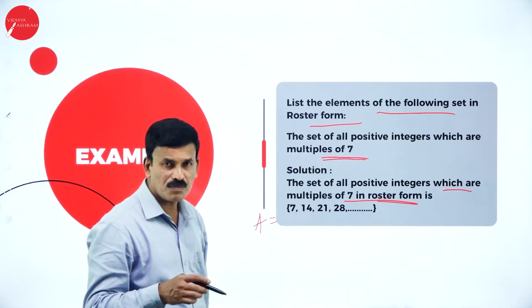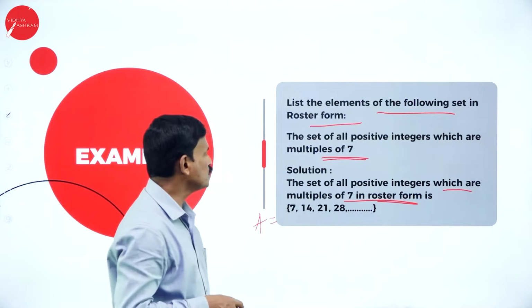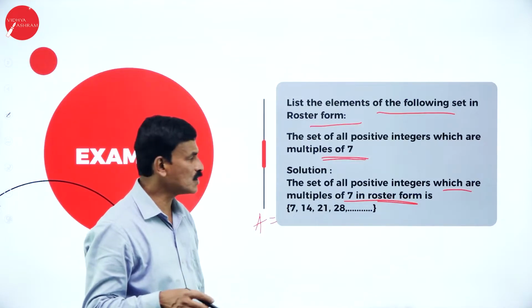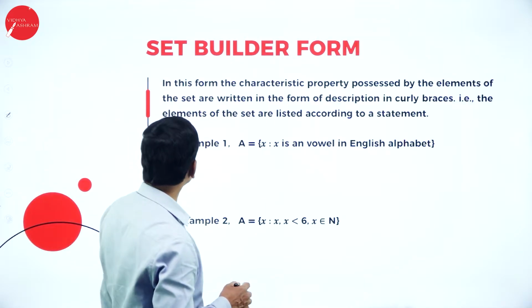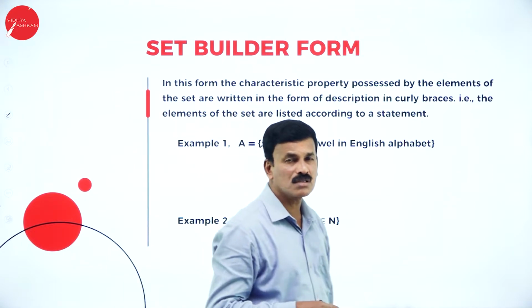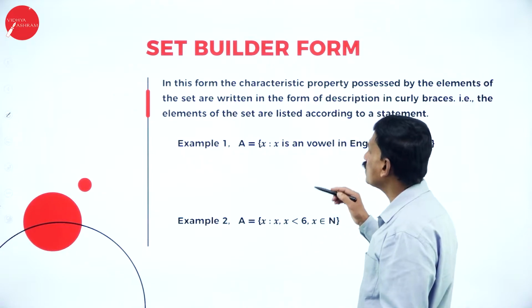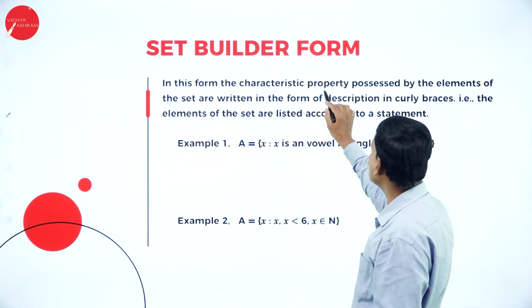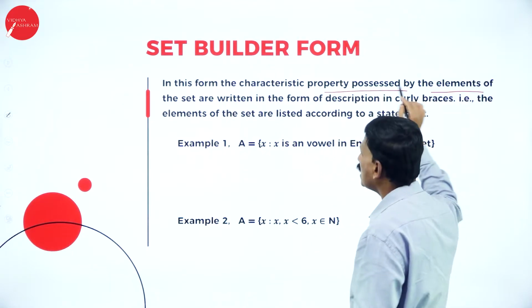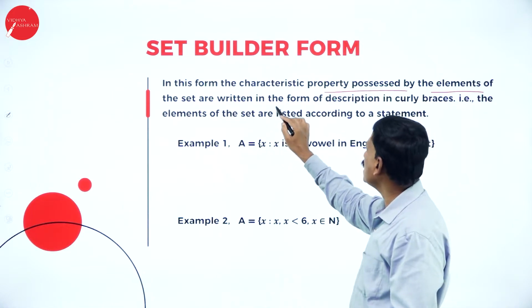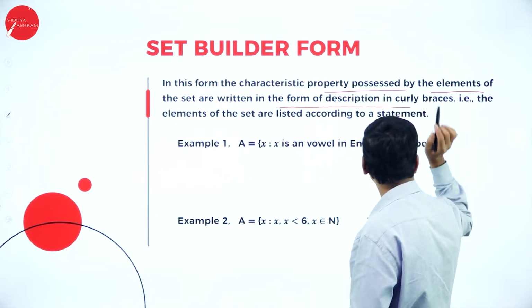So this is an example for the set of all positive integers which are multiples of 7 in the roster form. Now let us come to the second type, that is called the set builder form. In this form, the characteristic property possessed by the elements of the set is written in the form of a description in the curly braces.